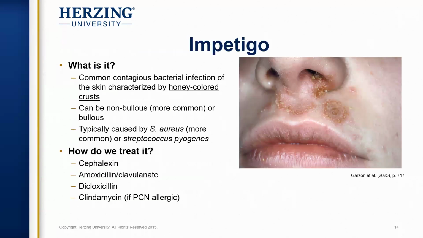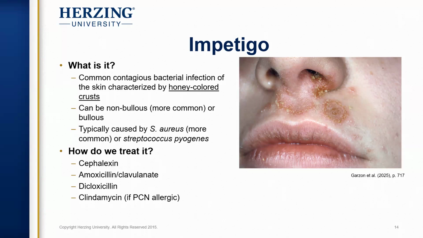All right, next is impetigo. This is a bread and butter board question, because if you see honey-colored crust, they're almost always talking about impetigo. It's a common contagious bacterial skin infection. It can be non-bullous, which is typically what we see, or bullous, which is the more severe form. Usually it's caused by Staph aureus. That's the most common, or Strep pyogenes we also see too. You're going to treat it most commonly with Keflex, Augmentin, dicloxacillin, or Clinda if they are penicillin allergic.